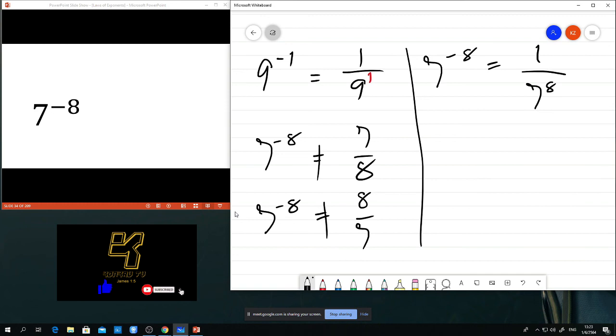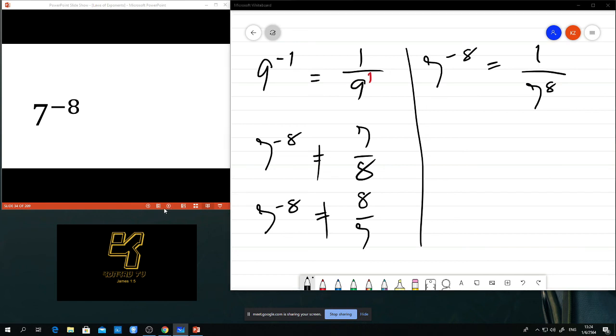Some students get confused because it's not power of negative 1. So they thought that the negative 1 will bring down only the exponent, which is not correct. So the whole thing, both the base, the number, and the exponent, should be in the denominator. Any question before I proceed?